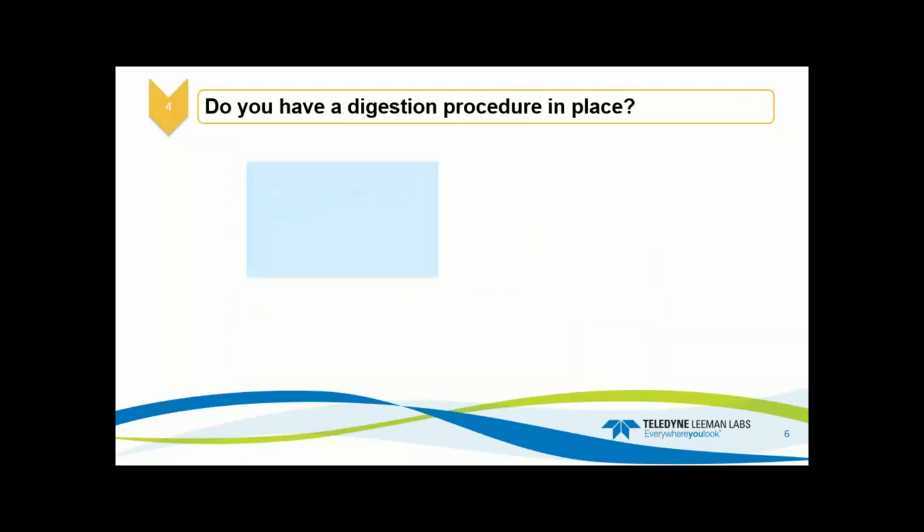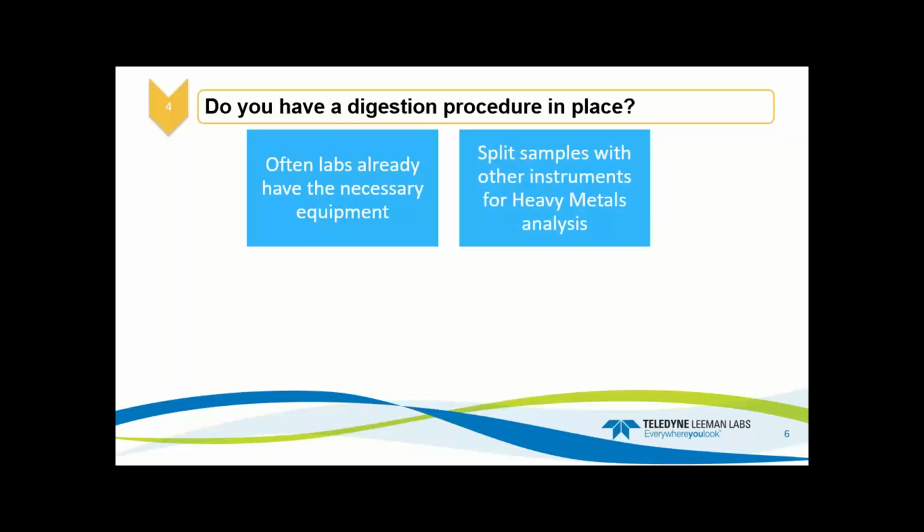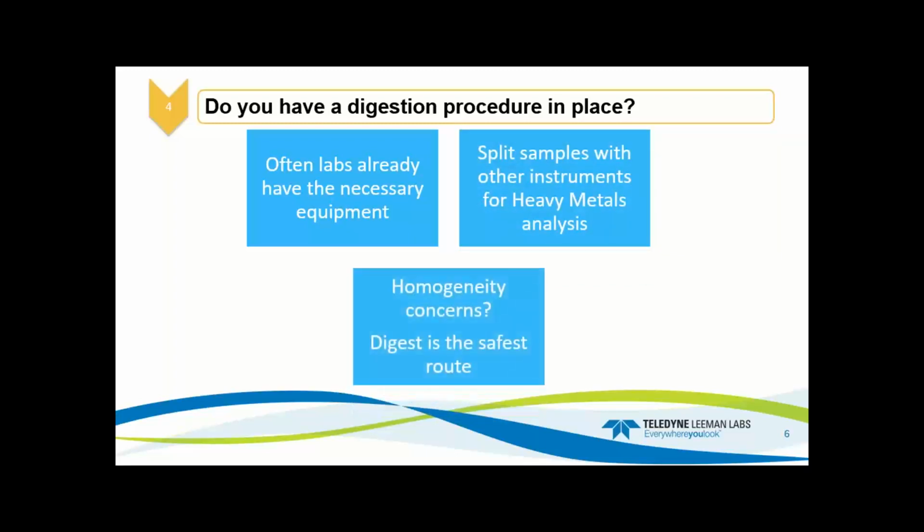Do you have a digestion procedure in place? The digestion process for most aqueous samples is straightforward, and laboratories often have all the equipment necessary to perform this task already. Some laboratories split digested samples with other instruments like ICP-MS or ICP-OES, so sometimes it's just more practical to share samples. Or if you know your sample cannot be easily homogenized, then direct analysis can be inaccurate. So digestion of a larger sample size and then running on a reduction method is the safest route to ensure results that you're confident in.